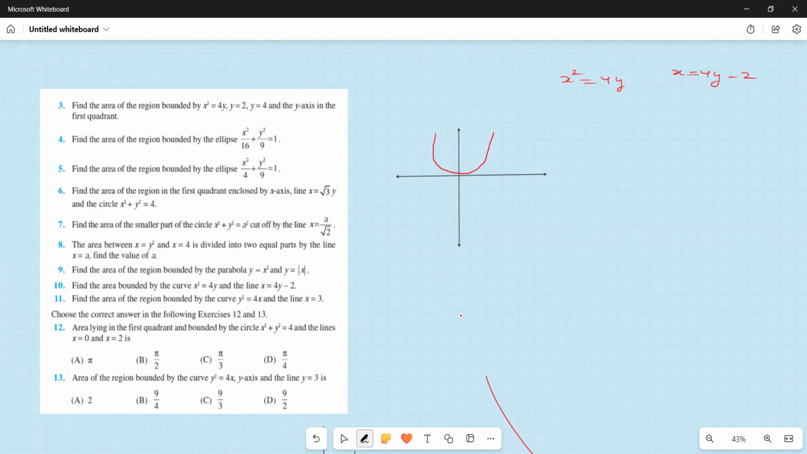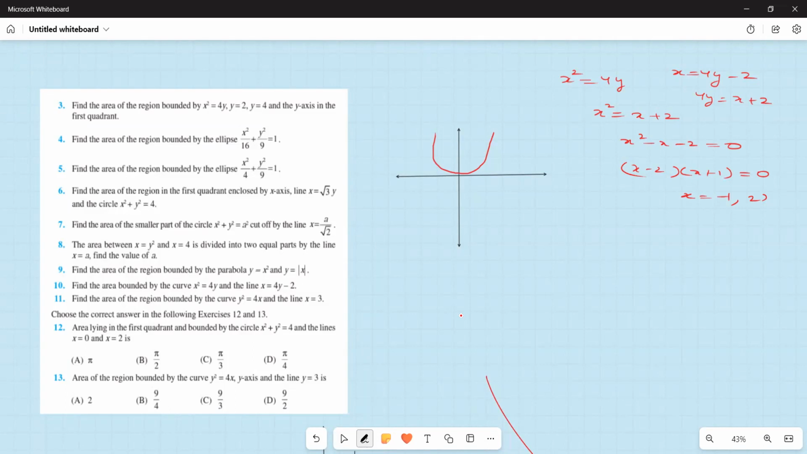So if I compare x square, that is equal to 4y, and 4y from here is x plus 2. So put it over here. This is x square minus x minus 2 is equal to 0. So x minus 2 and x plus 1 is equal to 0, so x is equal to minus 1 and 2. These are the points where these two lines will cut.